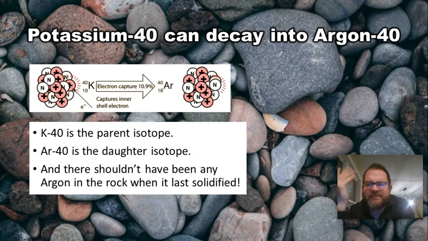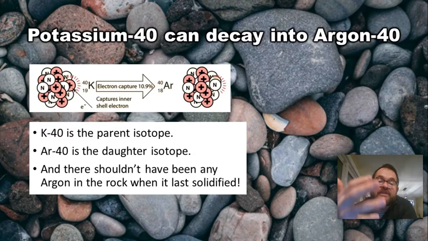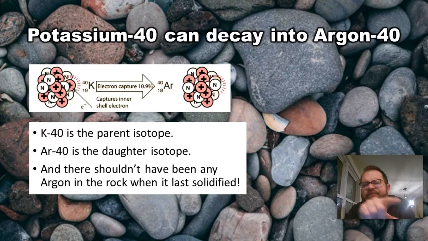I mean, some elements decay away in fractions of a second. But for the purposes of dating rocks, we want something that will decay relatively slowly, like over the course of billions of years. The reason why your book likes to talk about potassium 40 and how it decays into argon 40 is there shouldn't be any argon in the rock when it last solidified. Argon is actually a gas.